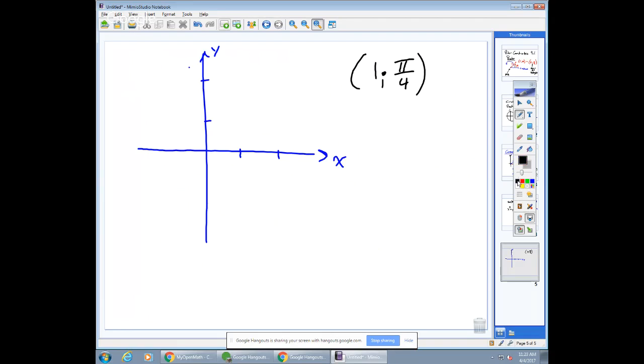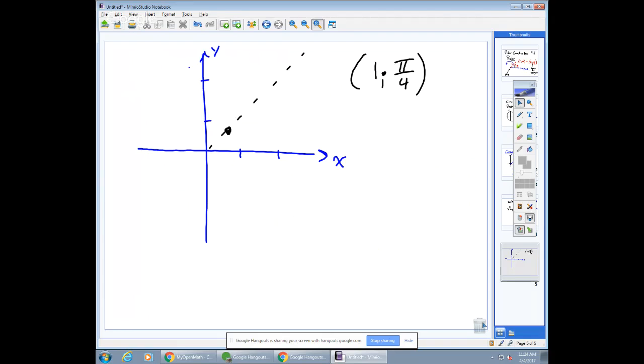So let's see, plotting that point, pi over 4, that's kind of right in between the x and the y axis, and then I just go out 1 unit. Well, if I went out here, that would be square root of 2, Pythagorean theorem, so it's got to be closer in. So maybe right about there is the point I want. So I think that's my point right there.